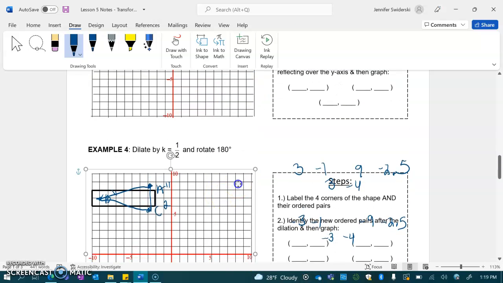For number 4, they want me to dilate by 1/2. So we'll multiply everything in there by 1/2 and then rotate it 180 degrees.